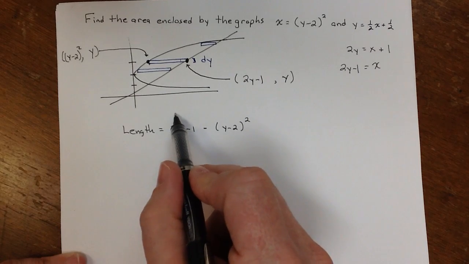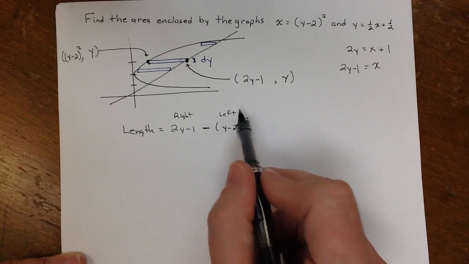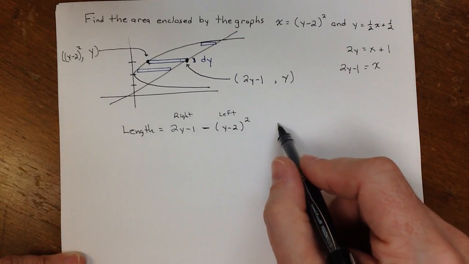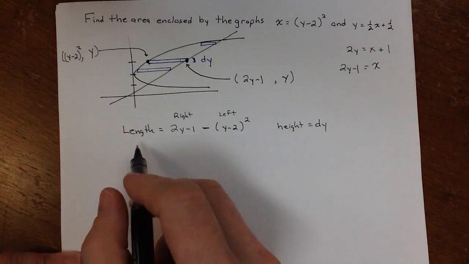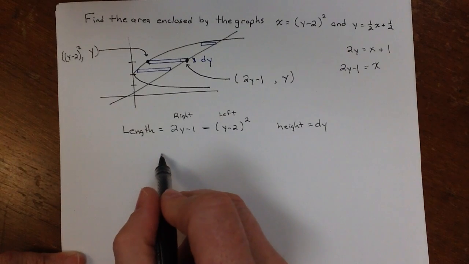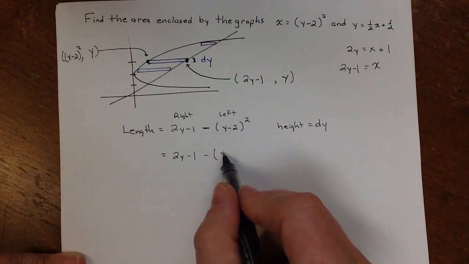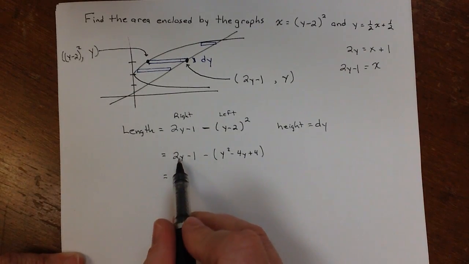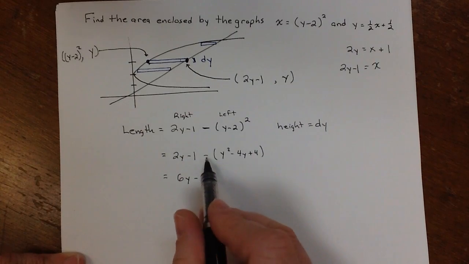So that's the right side minus the left side. And of course the width or height, whatever you want to call it, is dy. So let's work this out. The length is going to be 2y minus 1 minus, if I square this out, y squared minus 4y plus 4. And if I combine this together, 2y plus 4y is 6y. Negative 1 minus 4 is negative 5. And then minus y squared.